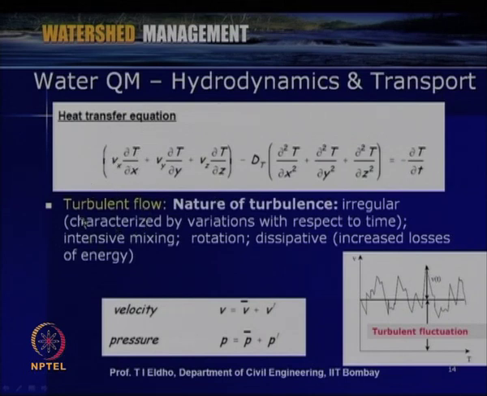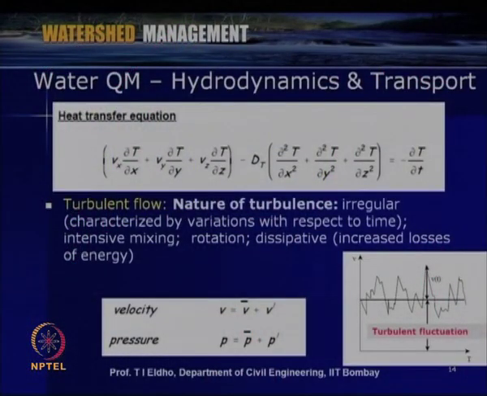Then depending upon the flow conditions, the flow within the aquatic environment like in a lake or river or in a channel, depending upon the velocity of the flow, it can be turbulent or laminar. So this we can define in terms of the so-called Reynolds number, the ratio of inertial force to viscous force. So we have to identify first the turbulent flow or laminar flow.